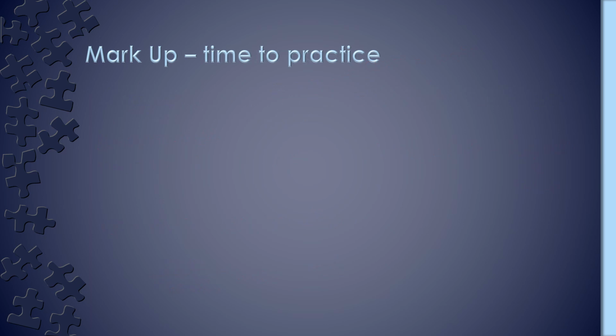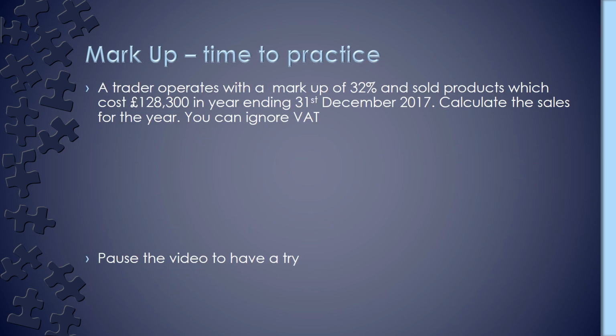So let's have one to practice with. A trader operates with a markup of 32% and sold products which cost $128,300 in the year ending 31st December 17. Calculate the sales for the year. You can ignore VAT. Just pause the video and have a go at this one yourselves.